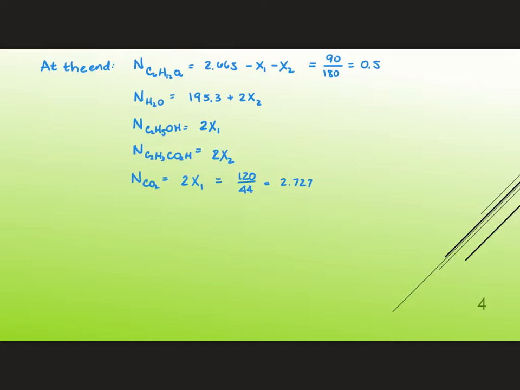So I can combine these. If I use the CO2 equation, I get that x1 is 1.364. And x2, therefore, solving the glucose equation, is going to be 0.801.